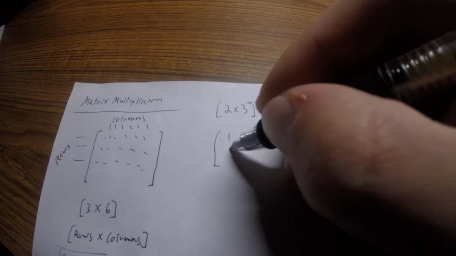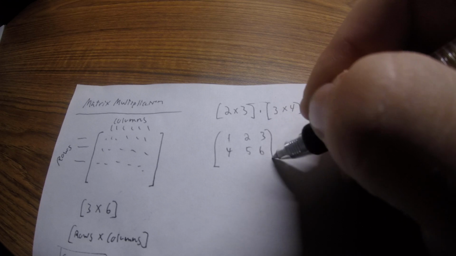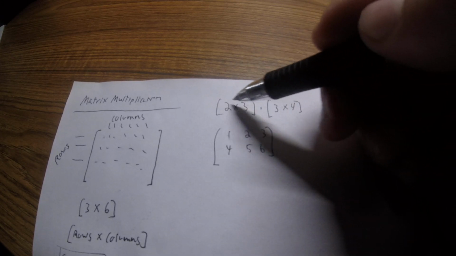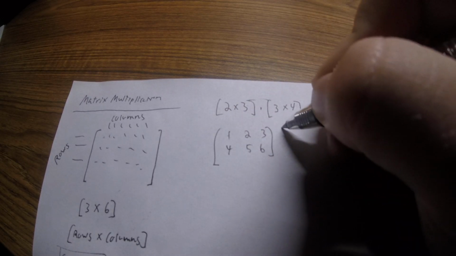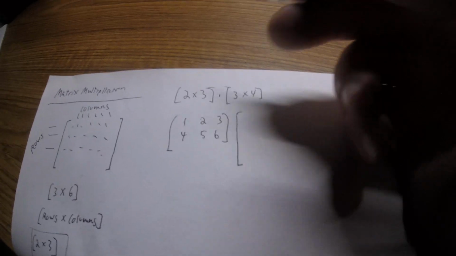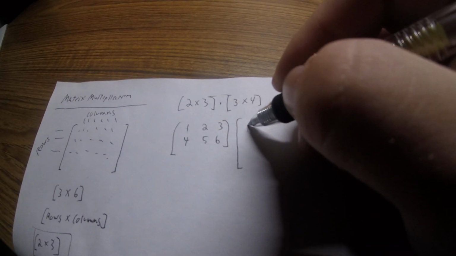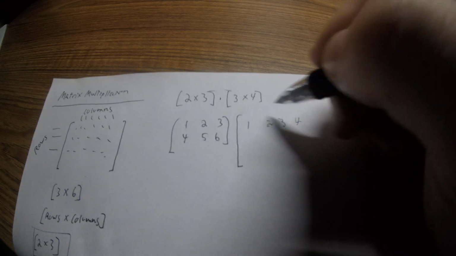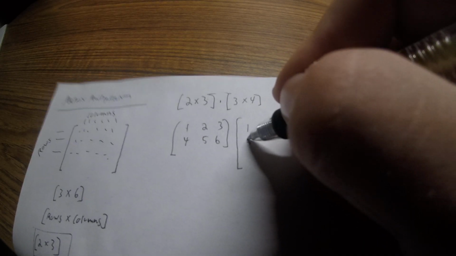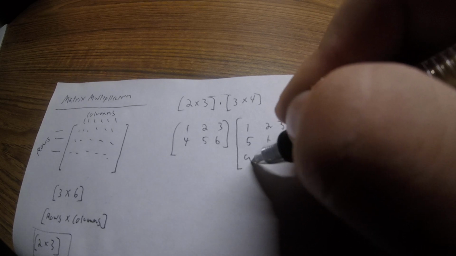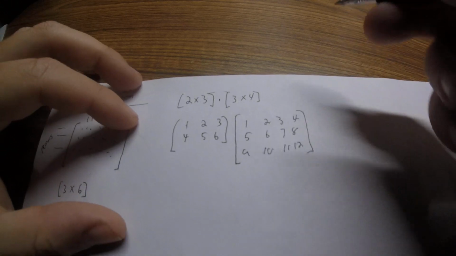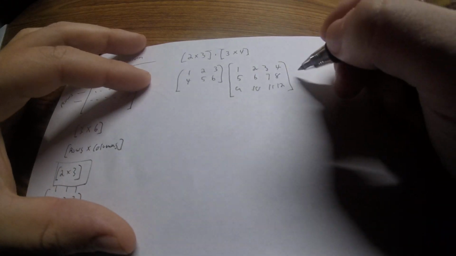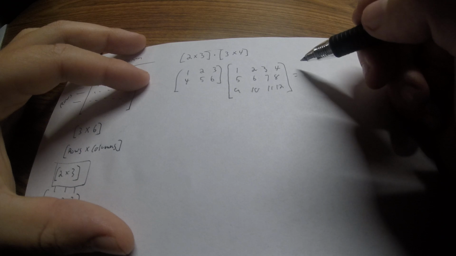So we have 2 rows, 3 columns. So 1, 2, 3, 4, 5, 6 elements. And if you want to know how many elements, you can simply just multiply these two numbers. 2 times 3 is 6. So now 3 by 4, that'll be 12. So we're going to have 12 elements in this. 1, 2, 3, 4. So 4 columns. 5, 6, 7, 8, 9, 10, 11, 12. So to multiply these, again, our resultant matrix is going to be a 2 by 4.